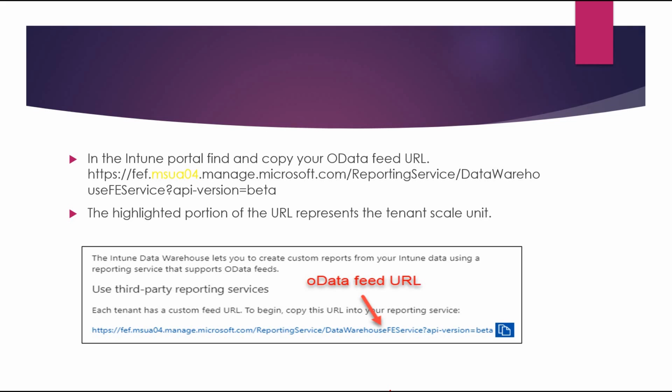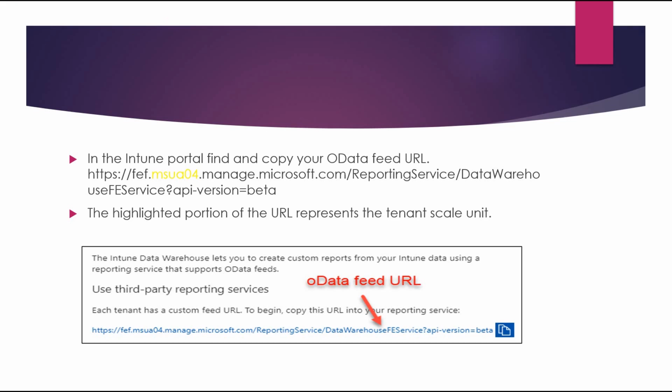Now Power BI reads that URL, and via the URL it fetches all the information from our tenant, and then we can customize our Power BI application, add filters, remove filters, and see whatever data we want to see.